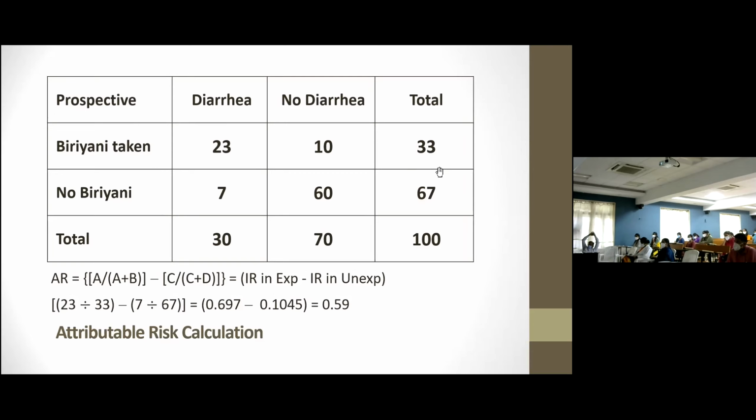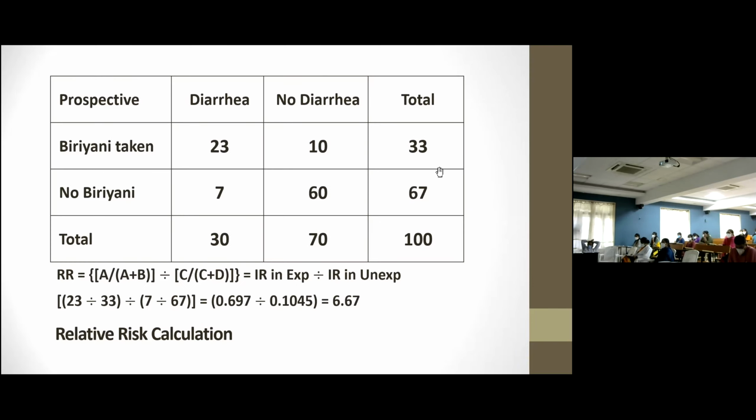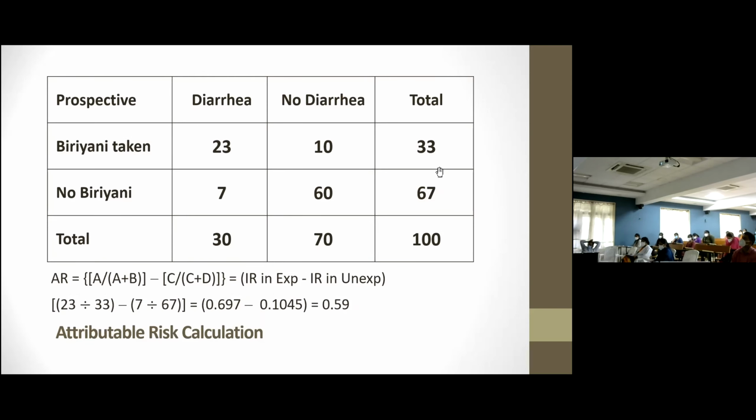So this is the calculation. There is also what is called an attributable risk. In the earlier case, you divided one by the other: 23 divided by 33 divided by 7 divided by 67. That is incidence in the exposed biryani group divided by the incidence in the non-exposed or no biryani group, which is the relative risk. If you subtract one from the other, incidence in the biryani group minus the incidence in the non-biryani group, that becomes the attributable risk.